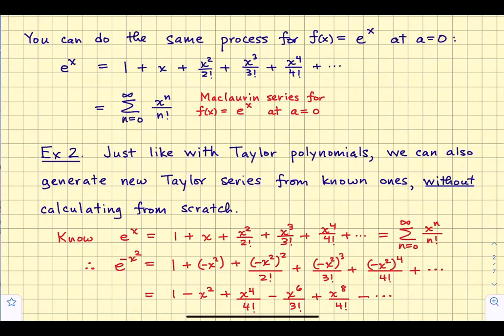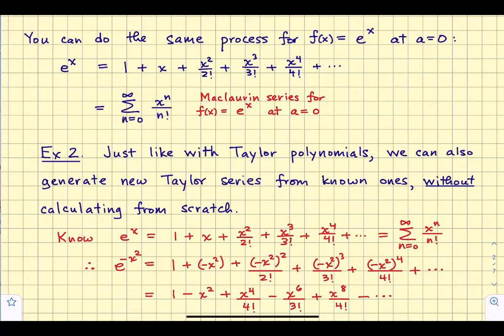Now, in example 2, we'll look at, just like with Taylor polynomials, we can also generate new Taylor series from known ones without calculating from scratch. And this is very important. Up here above, even though I didn't show all of the details for all 3 examples, I showed it for the cosine example, you can manually compute the Taylor series by just computing enough derivatives and evaluating them at your point of interest, your a value. That is one way to calculate a Taylor series.